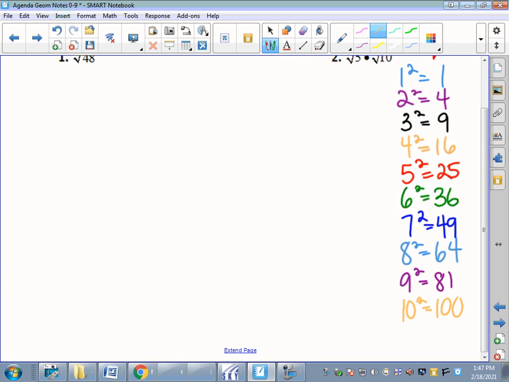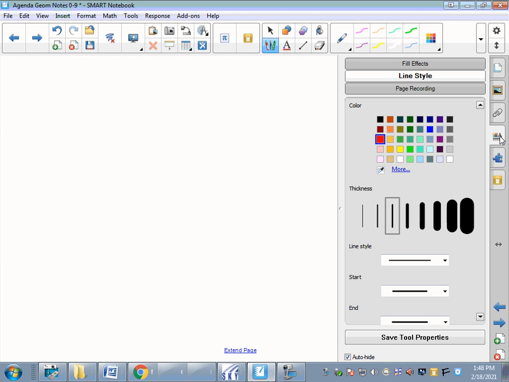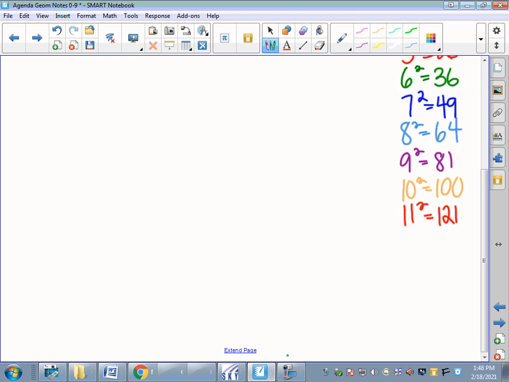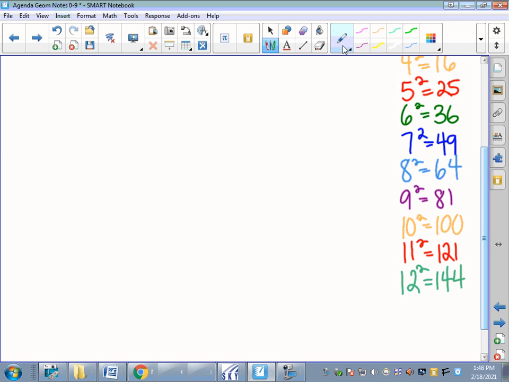We all know 100 is a perfect square. 121 is a perfect square. And 144. We could keep going. 13 squared is 169. 14 squared. We could keep going. 196. We could keep going through all those.